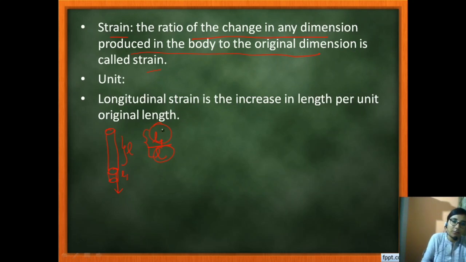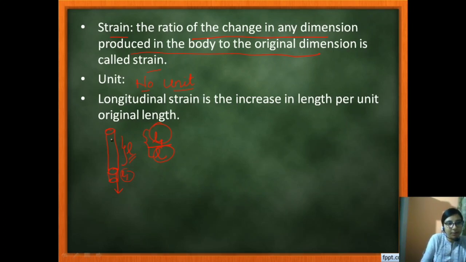Okay, here what it is? Strain is the ratio of two quantities. Here in this case it is the ratio of two lengths, that means increase in length by original length. Since it is the ratio of two same quantities, it has no unit. Strain has no unit. Now we'll discuss different types of strain produced in the body.